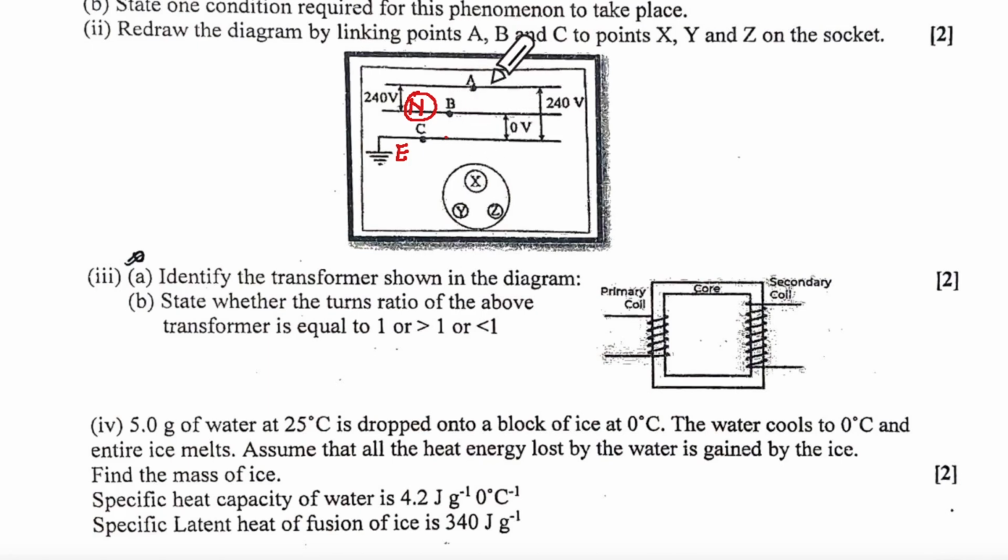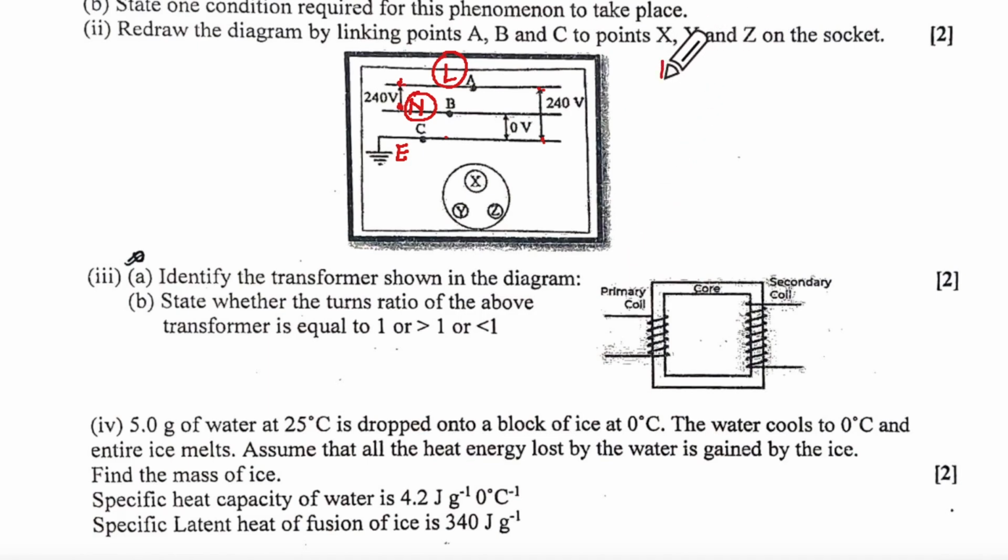Which one? B. And A, can you see between this and this is 240 volt. That means A will be at 240, B will be 0. That is why the difference between these two is 240 and these two also is 240. So this becomes your live wire. All right.